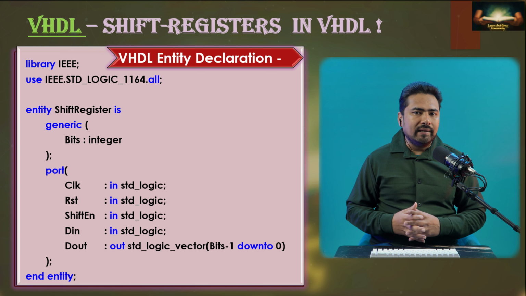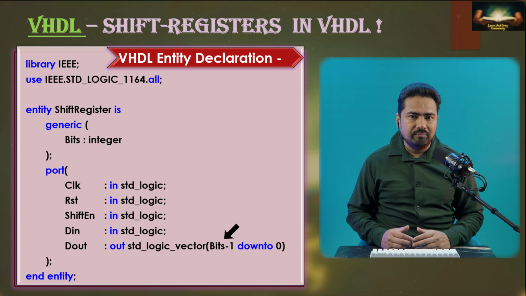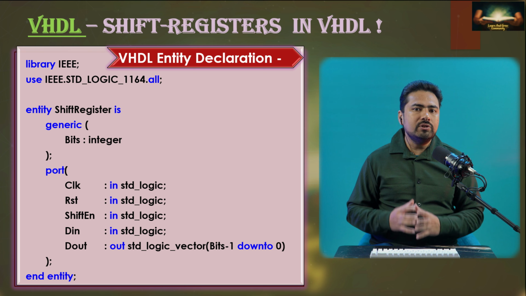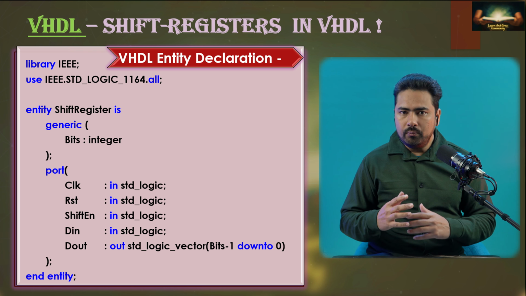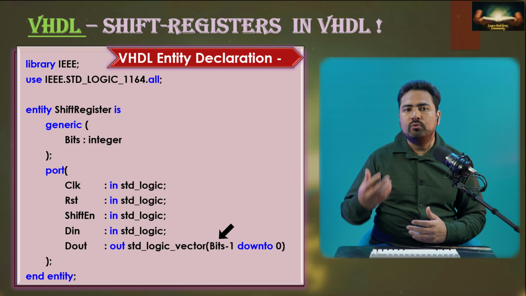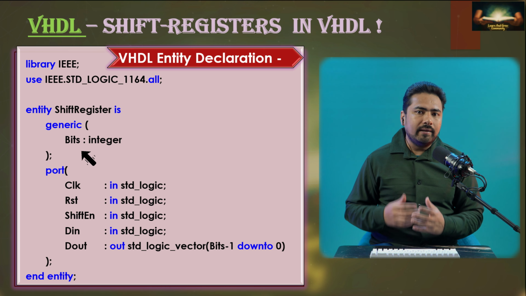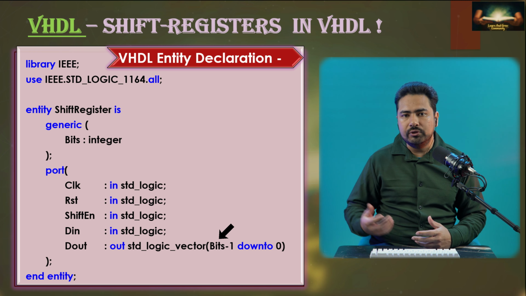Now the important thing is that the range of the output signal is not fixed here. Instead, we have used the generic parameter to define this range. So if you put 4 in the generic, your range will become 3 down to 0. And if you set 8 in the generic, then your range will become 7 down to 0.